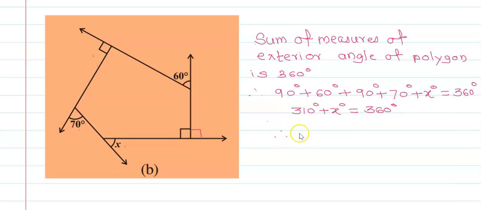Therefore x degree is equal to 360 minus 310 degree, and this equals 50 degree. Therefore x degree is equal to 50 degree. Okay.